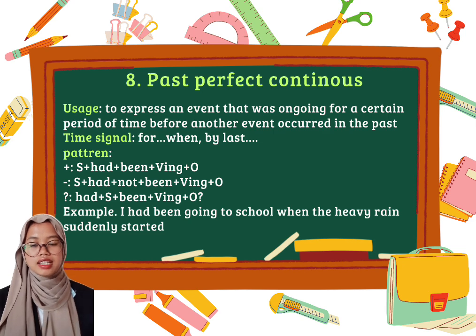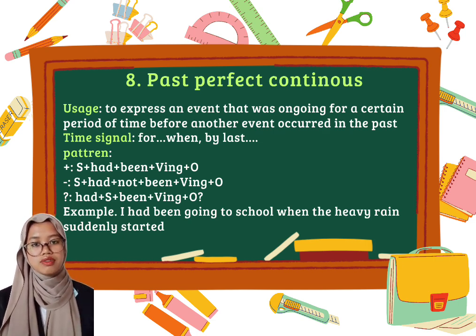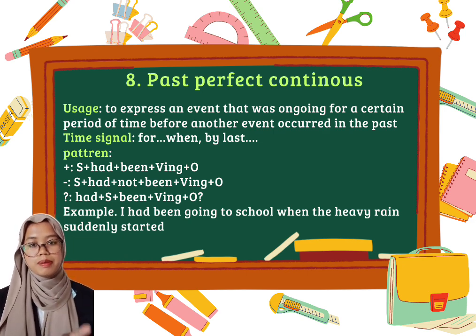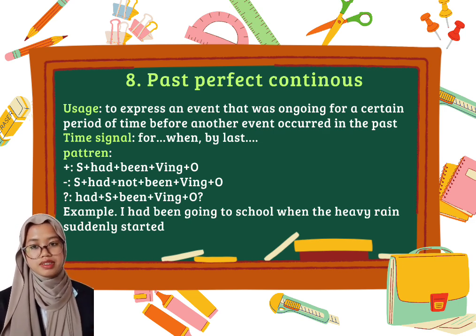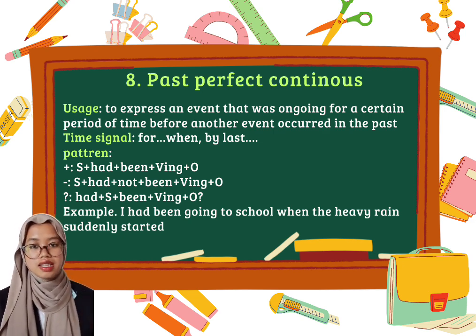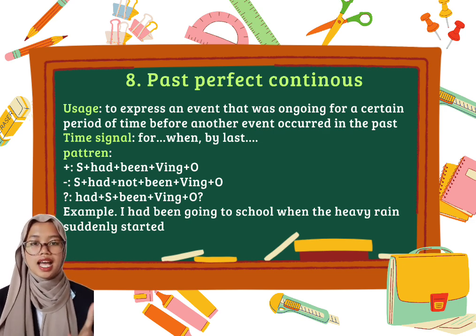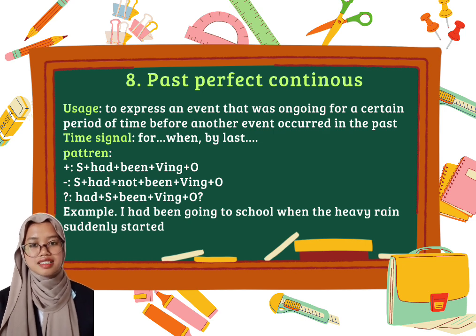And number 8 is past perfect continuous. This tense is used to express an event that was ongoing for a certain period of time before another event occurred in the past. The time signals are for, when, by last, and so on. And the pattern is subject plus had plus been plus verb ing plus object. The example, I had been going to school when the heavy rain suddenly started.